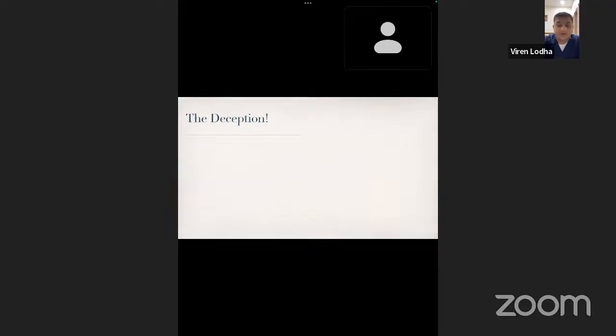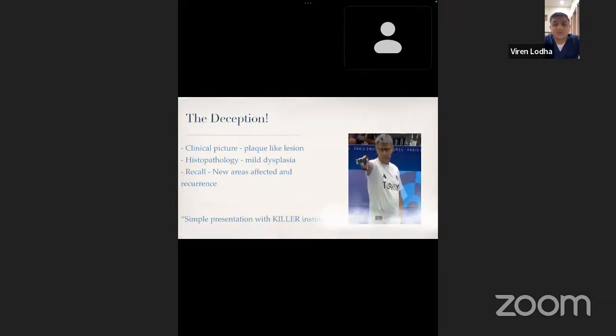But what is more critical is that we understand the deception of PVL. We see that the clinical picture initially is only of a plaque-like lesion, where only full-blown cases come out as verrucous. Histopathologically, there's only mild dysplasia, ringing no alarm bells. And in such cases, when we put patients on recall, we see that new areas are affected and there is recurrence. So in short, it's a lesion with simple presentation with killer instincts.